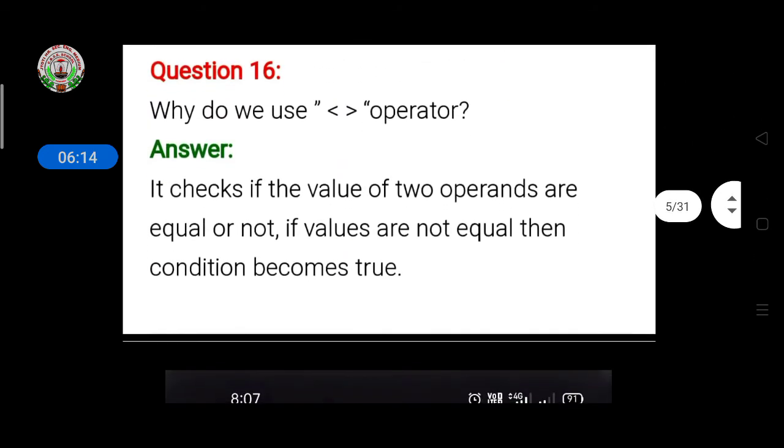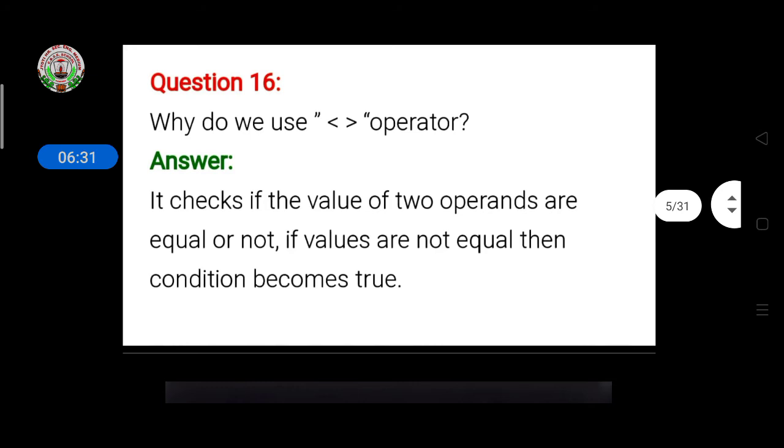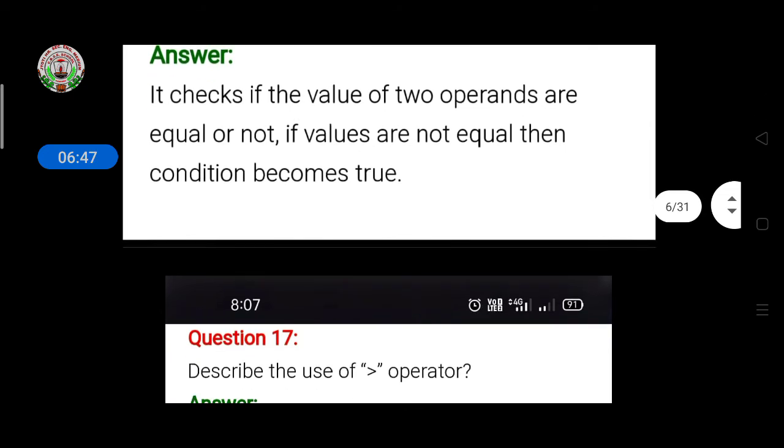Question number 16. Why do we use the open bracket and close bracket operator? The angular bracket, both the angular bracket operator. It checks if the value of two operands are equal or not. If values are not equal, then the condition becomes true. Here also, if you are doing greater than or smaller than, it depends upon the conditions. If you are giving if and else value, we had discussed in an earlier question, greater than or equal to.